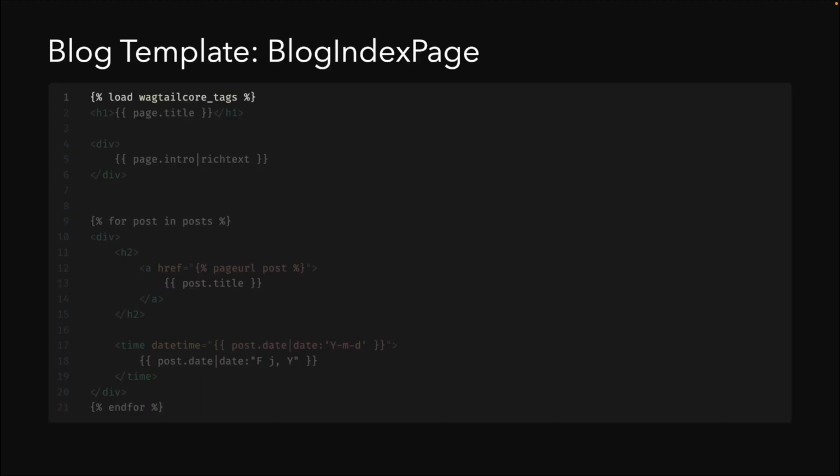The blog index page template shows how to render the blog listing. First, we'll load the Wagtail core tags. Then we display the page title along with the page intro using the rich text filter from Wagtail core tags. We iterate over the posts and display the post title with a link to the post using the page URL tag and the post date using a date filter.